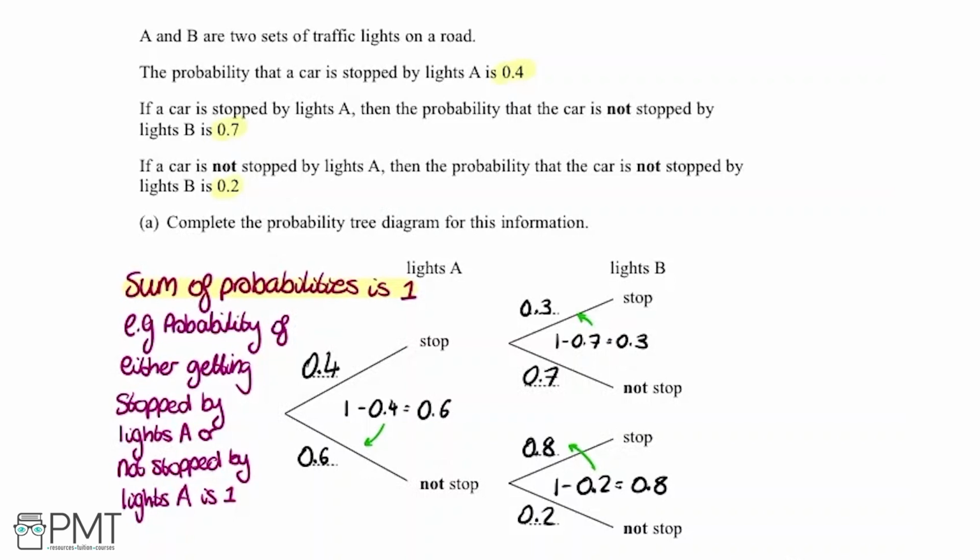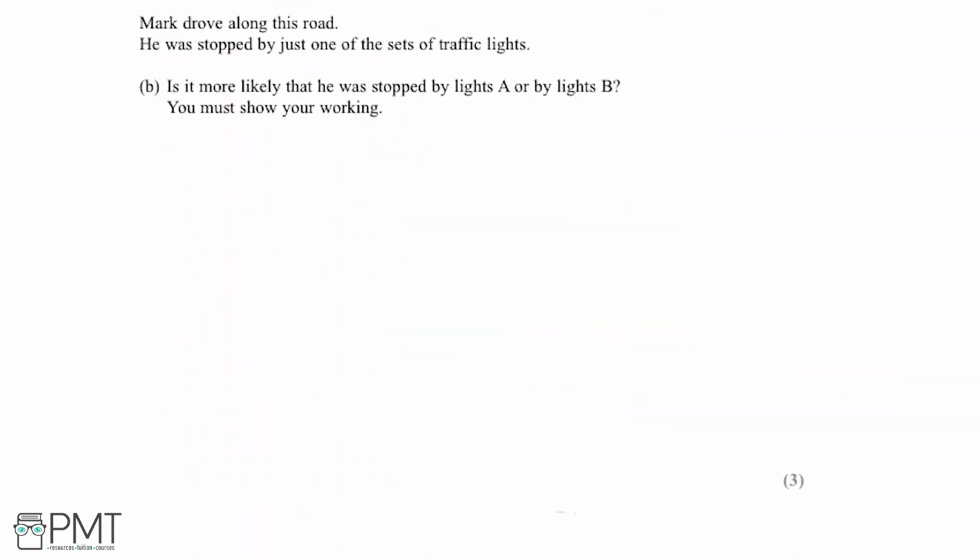And we get 1 mark for correctly putting all the answers in lights A. And we get 1 mark for correctly putting all the answers in lights B. So now moving on to the next part. Mark drove along this road. He was stopped by just one of the sets of traffic lights. Is it more likely that he was stopped by lights A or lights B? You must show your working.